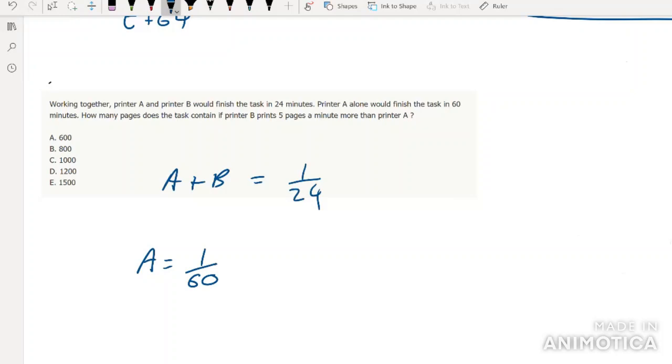And so then we can just immediately get what B is. B is equal to 1 over 24 minus 1 over 60, which is equal to 2.5 over 60 minus 1 over 60, so 1.5 over 60, which is 3 over 120, which is 1 over 40. Okay, how many pages does the task contain if B prints 5 pages a minute more than printer A?